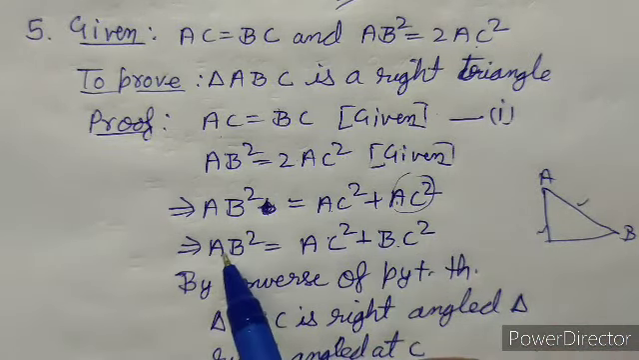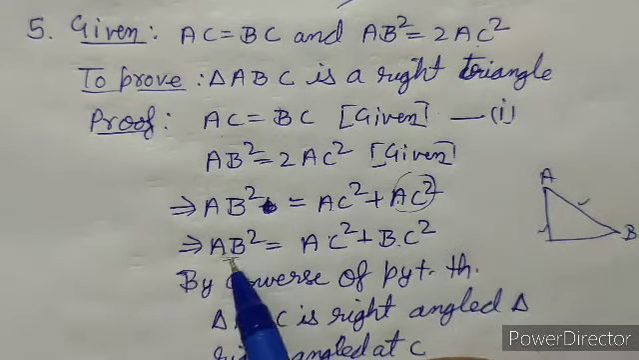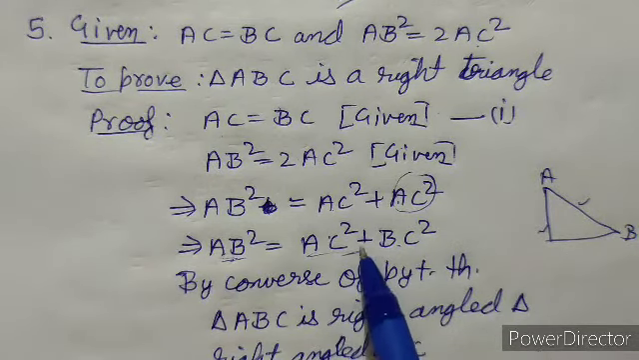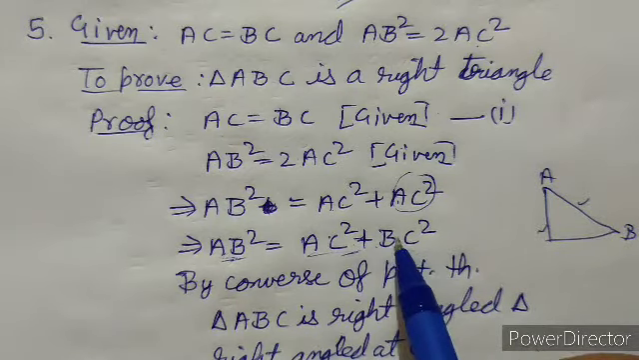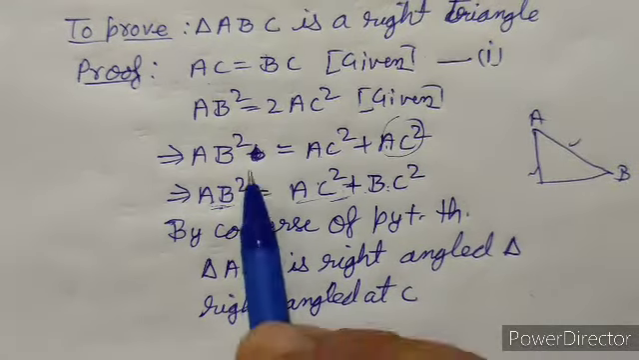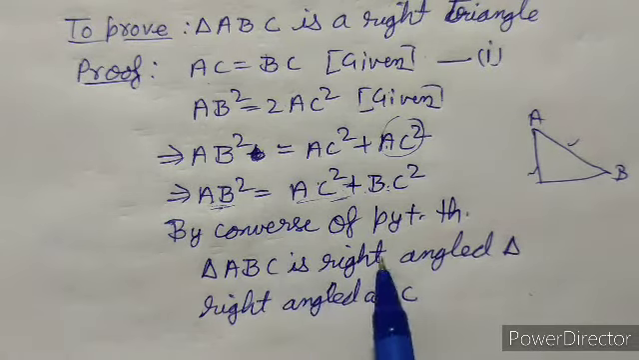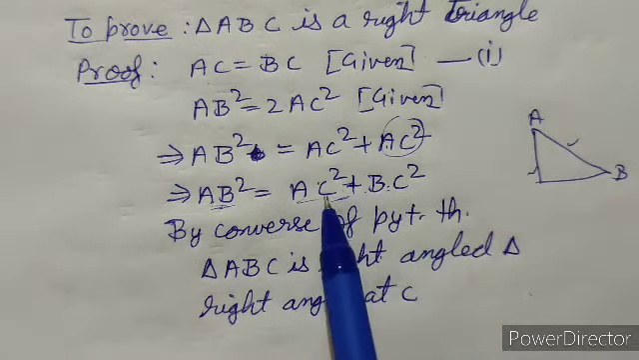Now as here AB square, the square of one side of a triangle, is equal to the sum of the squares of the other two sides of the triangle, that means by converse of Pythagoras theorem we can say that triangle ABC is a right angled triangle, right angled at C.